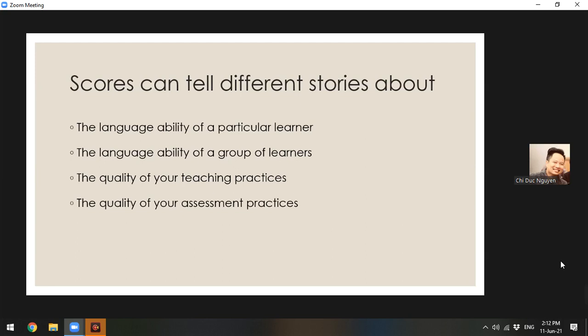And finally, score can also tell a different kind of story about the quality of the assessment itself, whether this kind of assessment is suitable for the students, whether it is valid and reliable in its own right. So actually, we can tell different stories from the scores themselves. We can tell about the learner, about the group of learners, about our teaching practices, and also about our assessment practices.